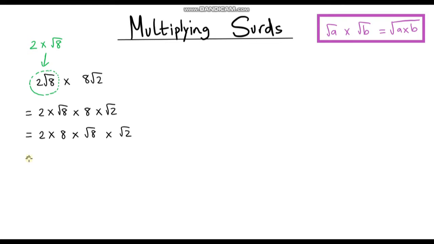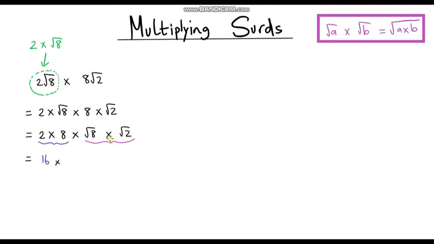So let's evaluate what this is. 2 multiplied by 8, we can do that. That's quite nice and easy. So let me just highlight that actually. So this bit here, 2 times 8, well that gives us 16. And then we're going to multiply it by all of this business here. Now, we've got root 8 multiplied by root 2. There's a few ways we could do this.